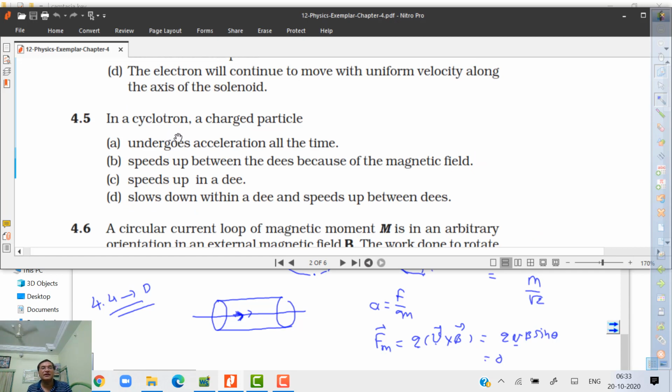In a cyclotron, a charged particle undergoes acceleration all the time. So, in Gujarat board, this topic is cancelled. It doesn't mean it is cancelled for GNET. So, you have to prepare if you are preparing for GNET. And we are discussing some good questions. So, definitely you are prepared for that. In a cyclotron, a charged particle undergoes acceleration all the time.